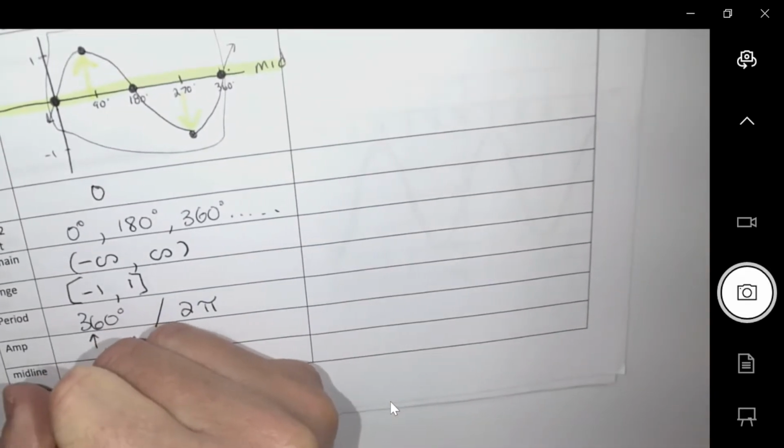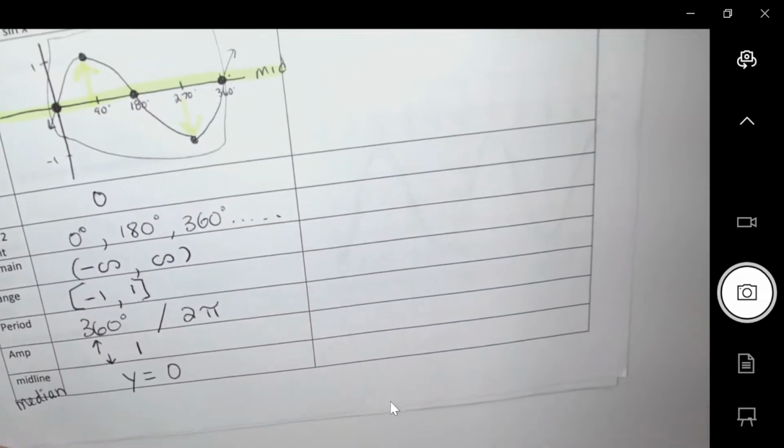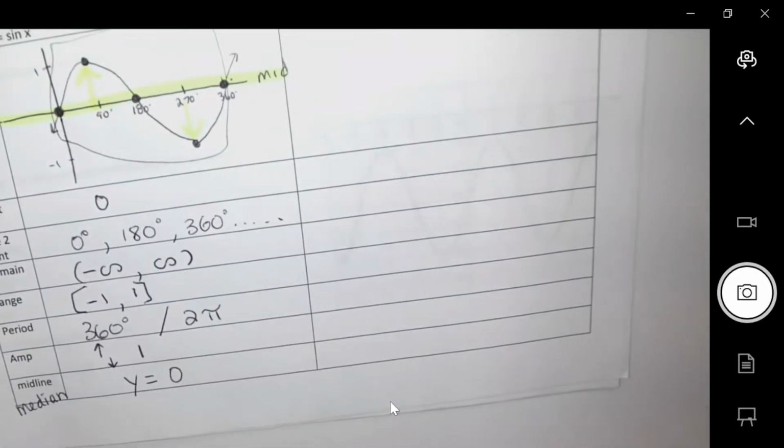Okay. Can you also write this word? I've also seen in your book that midline, they also refer to it as a median. A median is something we talk about in the middle.